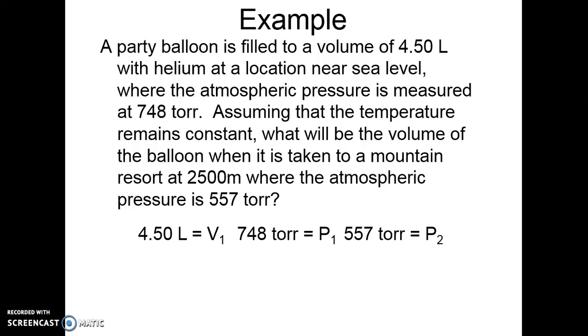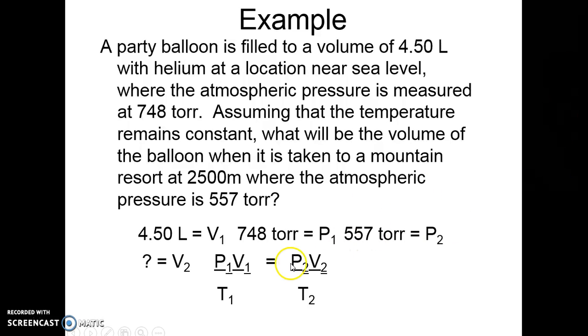Look what it says. It says, what will be the volume? That's your new volume. So write down the question mathematically. V2 equals something. Now write the equation that applies. You see, we're going to be solving for V2. So I need to get rid of P2 and T2. How do I get rid of P2 and T2?